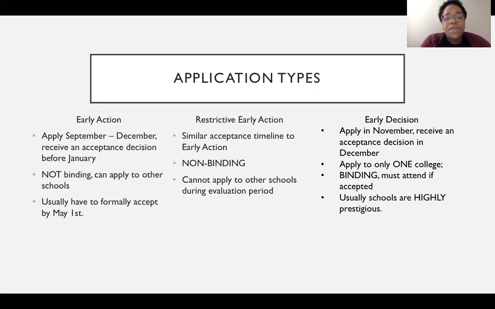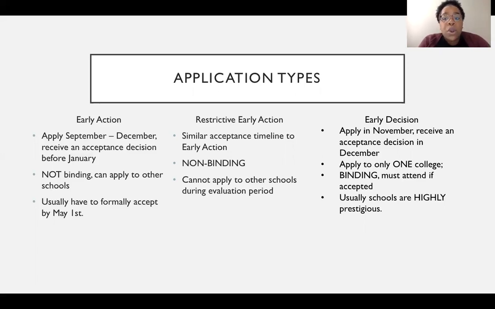December, and then you receive an acceptance decision before January. This is not binding, so you can apply to other schools, and then usually you have till May 1 to make a formal acceptance. Next up is restrictive early action, which has a similar acceptance timeline to early action. It's non-binding. However, you cannot apply to other schools during the evaluation period, so you essentially have to wait till you hear back to be able to apply to other schools.